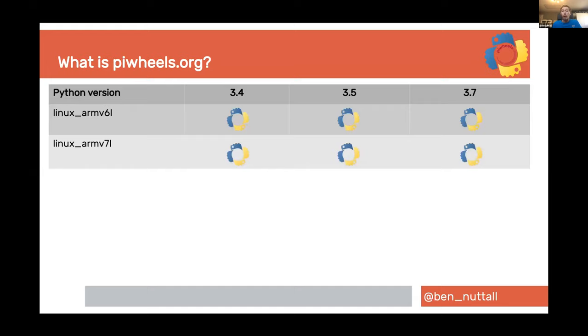We support Raspbian, the last three versions of Raspbian that are still in support, Raspbian Jessie, Stretch and Buster, which have Python 3.4, 3.5, and 3.7. We purely build for those specific versions. And then there are Linux ARM v6 wheels and v7 wheels, which are the two different architectures used in the Raspberry Pi 1 and then the Raspberry Pi 2, 3, and 4.